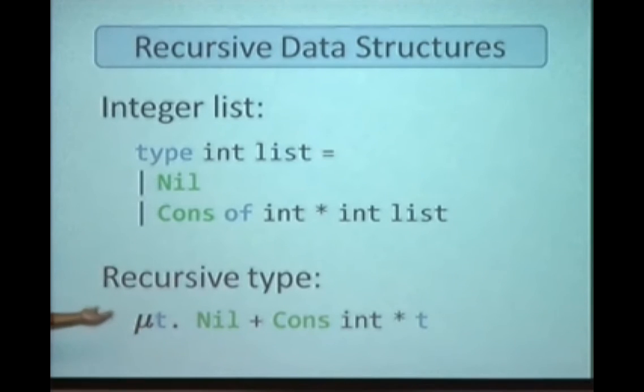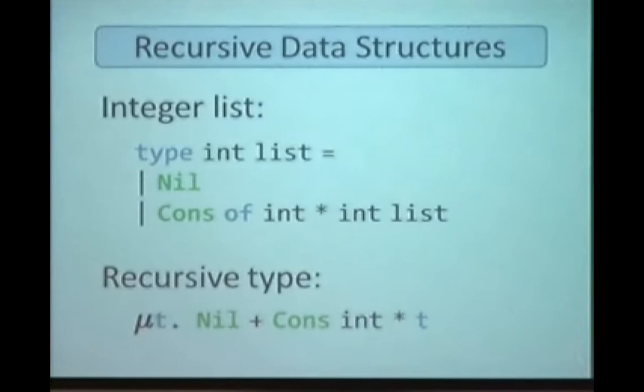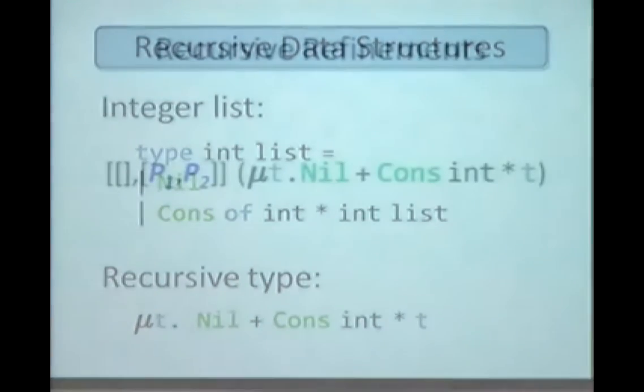So Madan and Madhu should both be all over this kind of thing. Okay, this is totally standard. No? David Dill will be appalled. Mu t, nil plus cons of int times t. Plus is just union, right? Plus is union, exactly. Plus is just a sum, it's a union. It's these bars. And these nil and cons are just constructors.